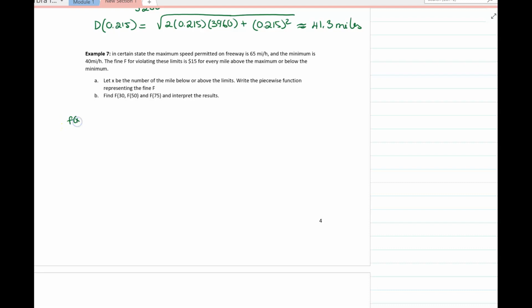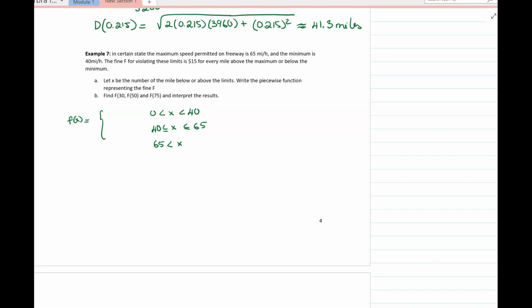So for this problem, we will split the function into 3 pieces. So f of x equals, so the first piece is when you're driving between 0 miles per hour and 40 miles per hour. The next piece is when you're driving between 40 miles per hour and 65 miles per hour, and the last piece is from 65 miles per hour and up.